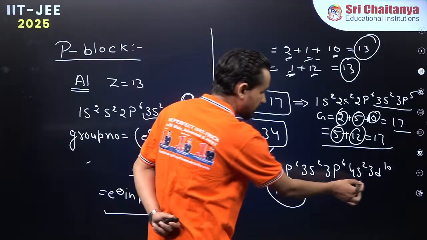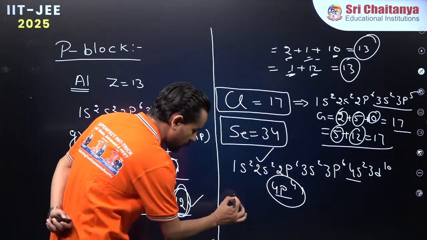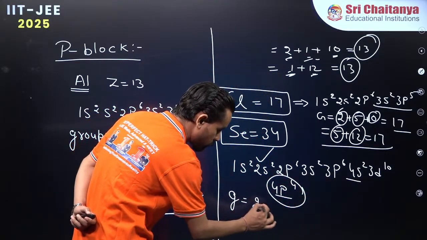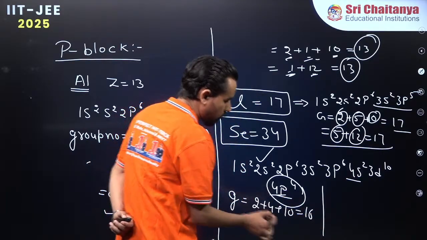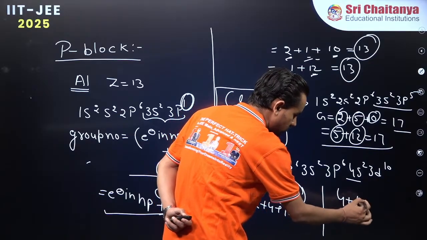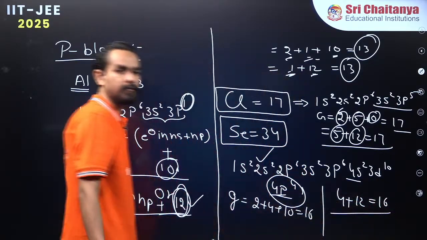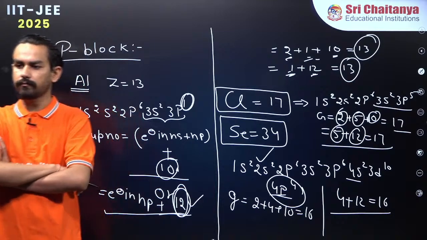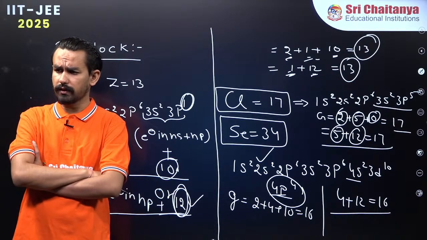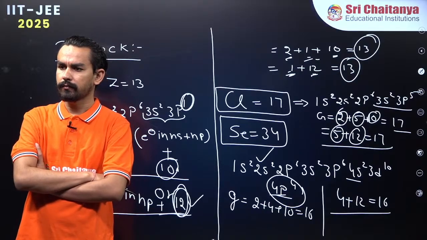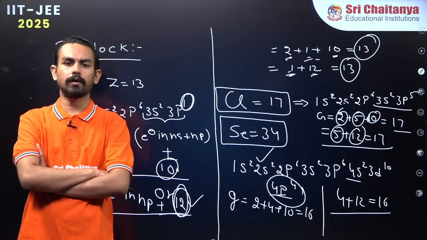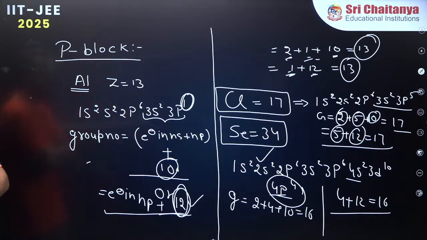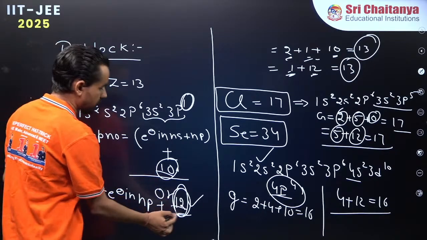Again, we can either count 4s and 4p. So group will be 4s and 4p, 2 plus 4 plus 10, that is equal to 16, or we can directly take 4p, that is 4 plus 12, that is also 16. Got it? Slight update in the formula, please be sure about this update. This should be 10 and 12.